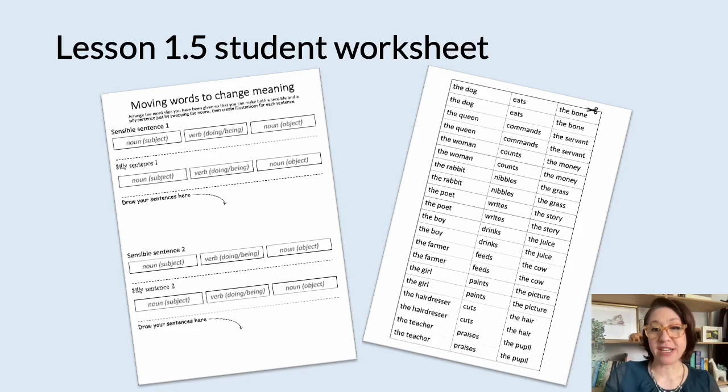Word order is how English makes meaning in its sentences. It follows the rule that the noun that comes before the verb is the subject doing the action, and the noun following the verb is the object receiving the action. We're going to play around with this idea in the student exercise for this lesson. The worksheet consists of a list of duplicate sentences and a worksheet on which to arrange the sentences in different word order. Let's see how this works.